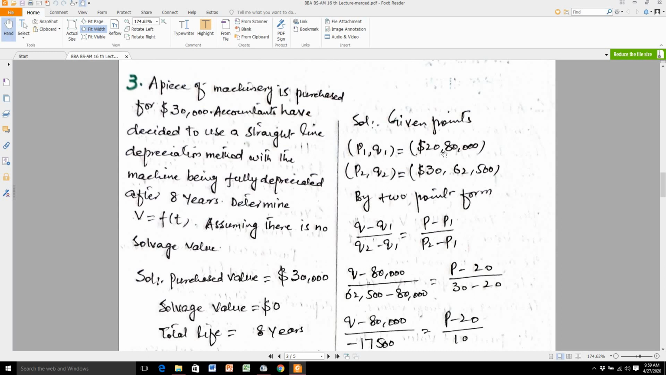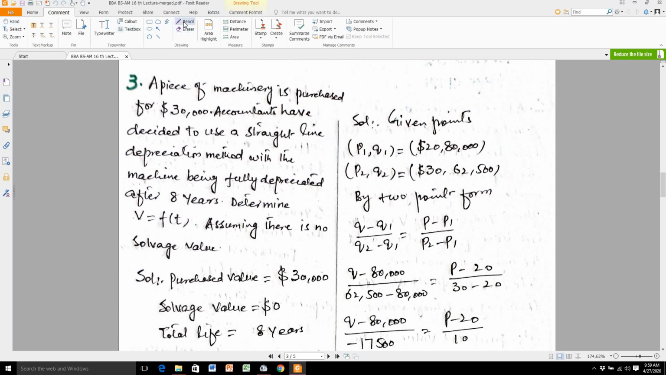Q minus Q1, where Q1 is equal to 80,000. So I substitute the value of Q1, 80,000, divided by Q2, and Q2 is equal to 62,500. Then minus Q1, which is 80,000, is equal to P minus P1.